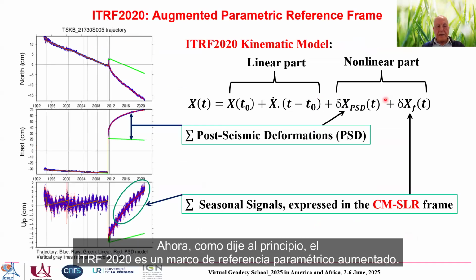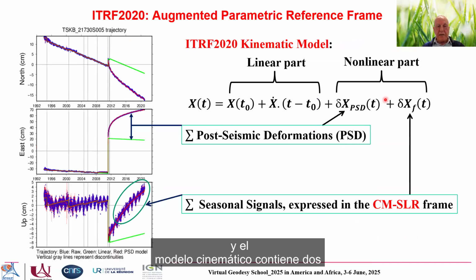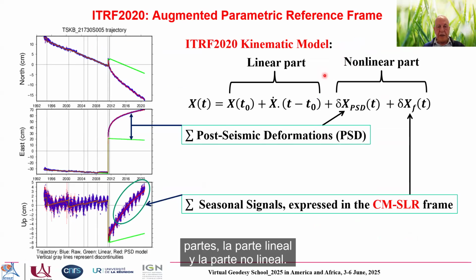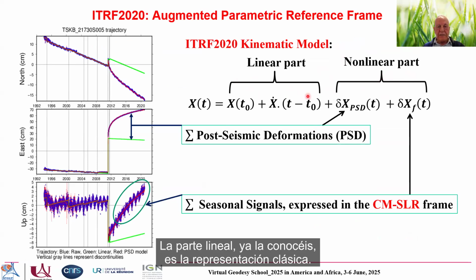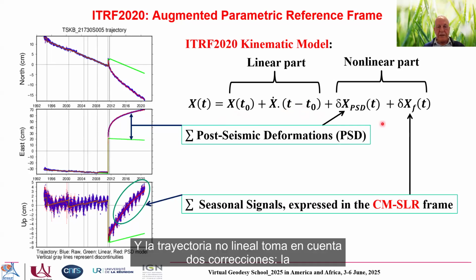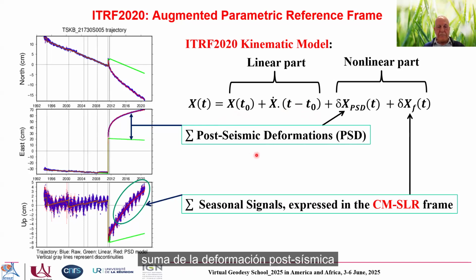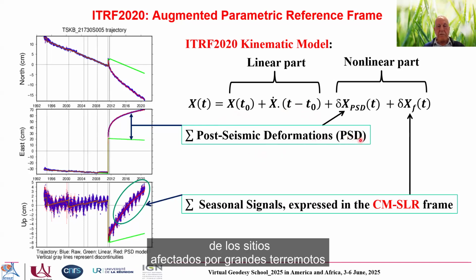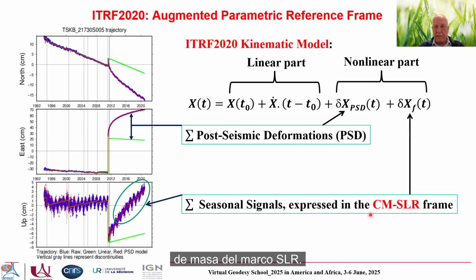Now, as I said in the beginning, the ITRF 2020 is an augmented parametric reference frame. And the kinematic model contains 2 parts, the linear part and the non-linear part. The linear part, you know already, is the classical representation of station positions and velocities. And the non-linear part takes into account 2 corrections: the sum of the post-seismic deformation for sites that are impacted by major earthquakes, and the sum of the seasonal signals expressed in the center of mass of SLR frame.